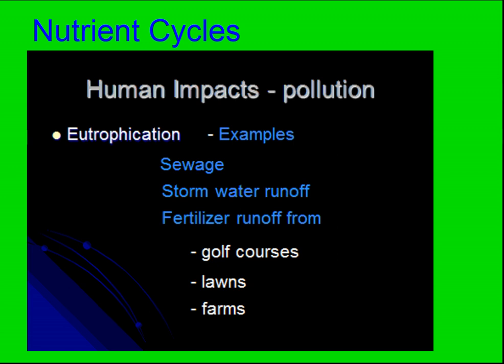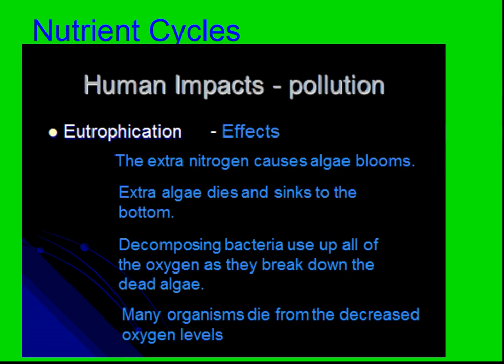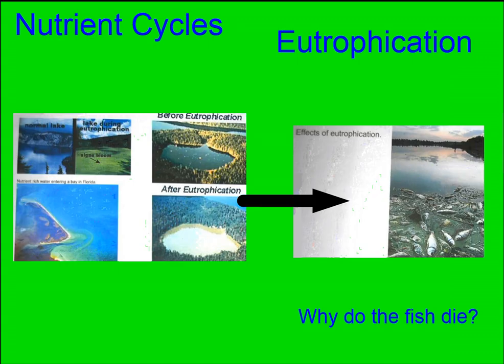The effects, the nitrogen causes algae blooms because it's a fertilizer. Algae, which is a plant, goes crazy. The extra algae dies, sinks to the bottom. Decomposing bacteria use up a lot of the oxygen as they break down the dead algae. Of course, when all the oxygen's gone, the results are going to be a lot of dead fish.